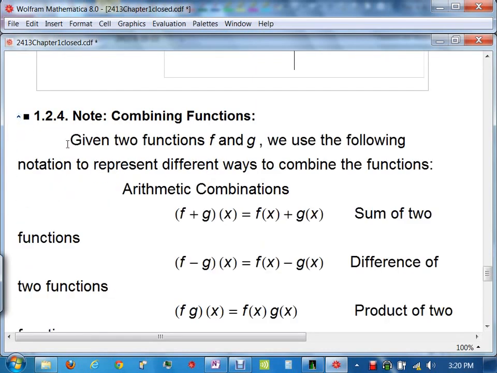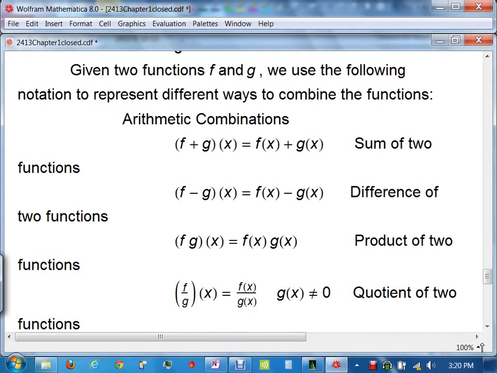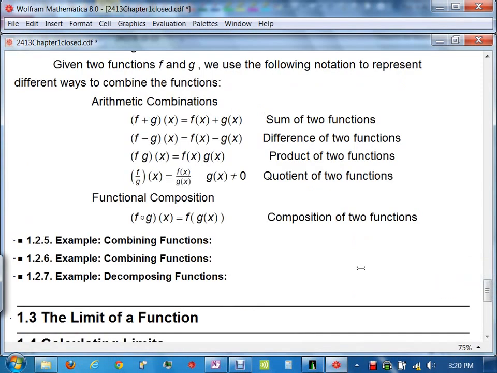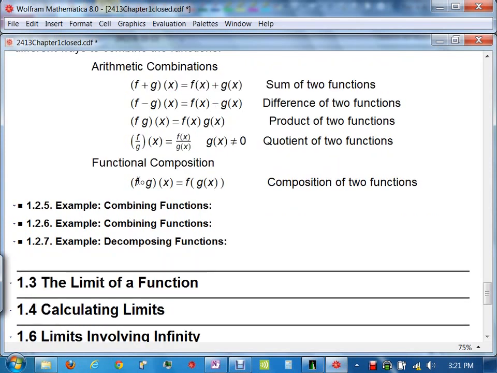Combining functions. Again, this is a college algebra topic. There are four operations that we learned in college algebra. If someone gives you two functions, f of x is this, g of x is this, you can do four arithmetic operations. You can add the two functions together, subtract them, multiply them, and divide them. But there was a fifth operation with functions. Do y'all remember it? Remember the fog? It's called functional composition.